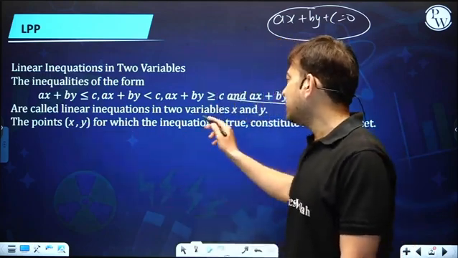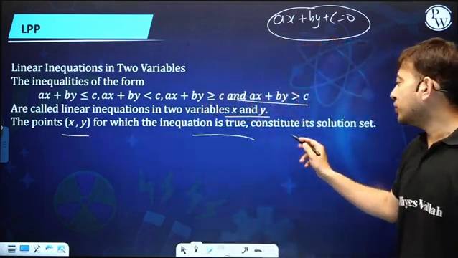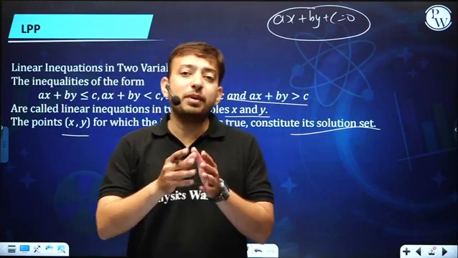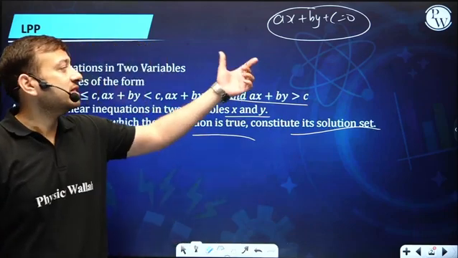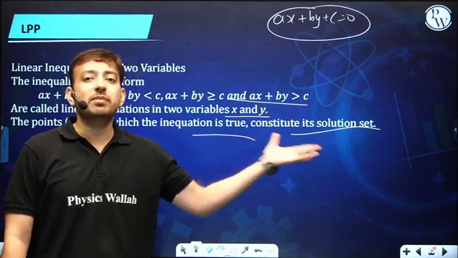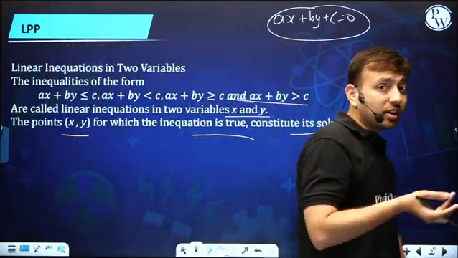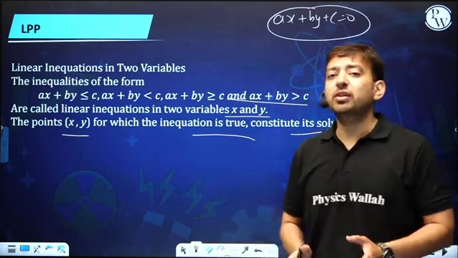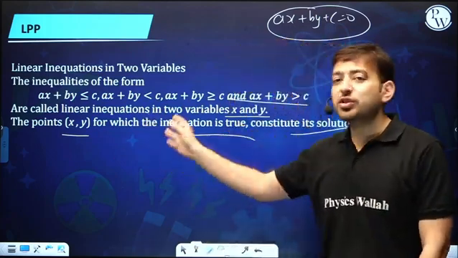These are called linear inequations in 2 variables x and y. The points x comma y for which the inequation is true constitute its solution set. Now it's an inequality, so instead of one point there will be many points in the coordinate system which will satisfy this inequation. The set of all such points will be termed as the solution set. So it will be huge, sir. It will be huge. So instead of jumping directly to LPP, first I will teach you how to plot the region which is the solution set of these inequations.